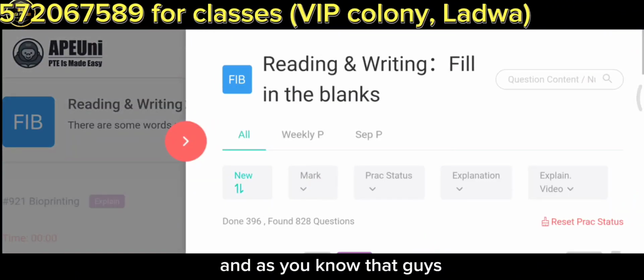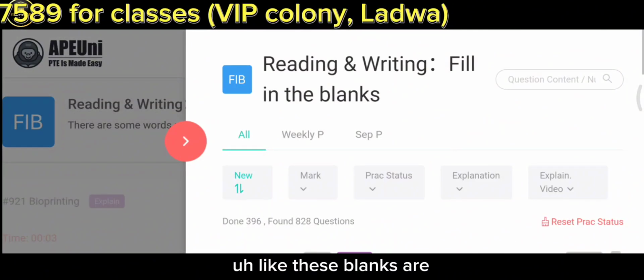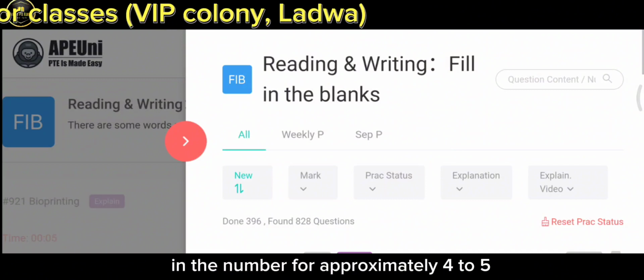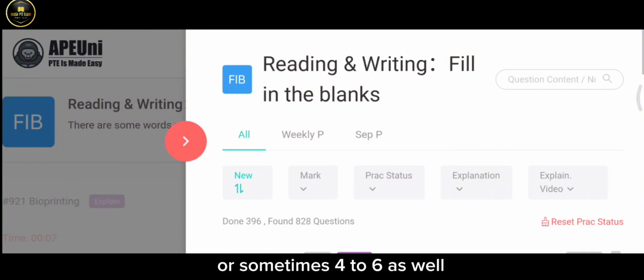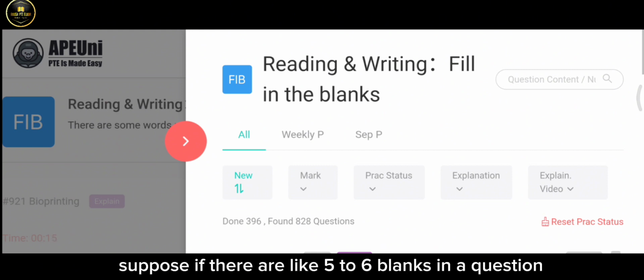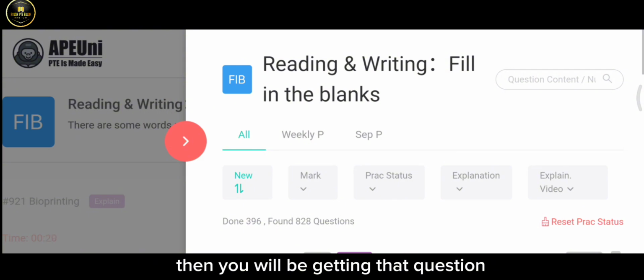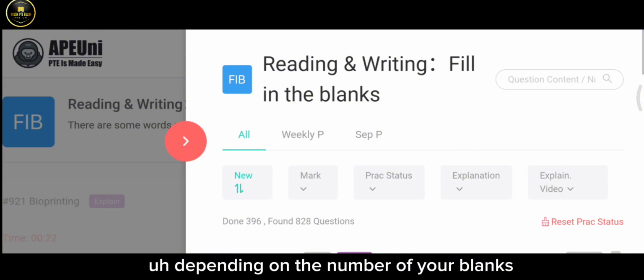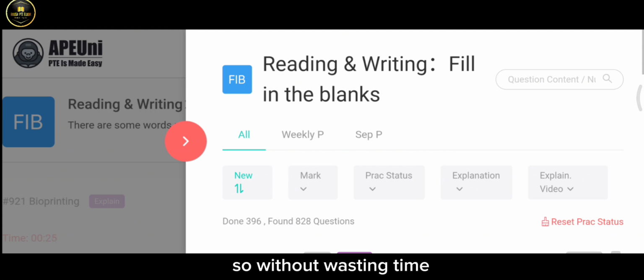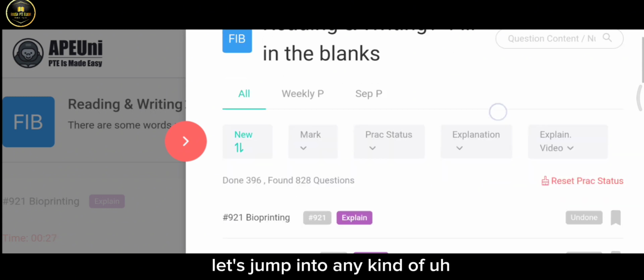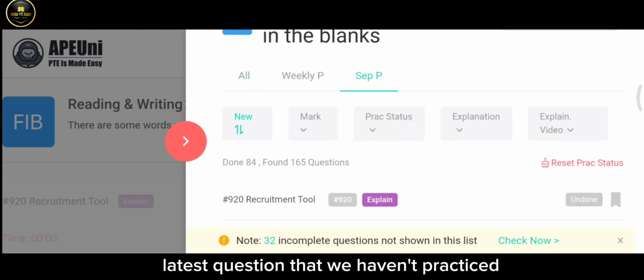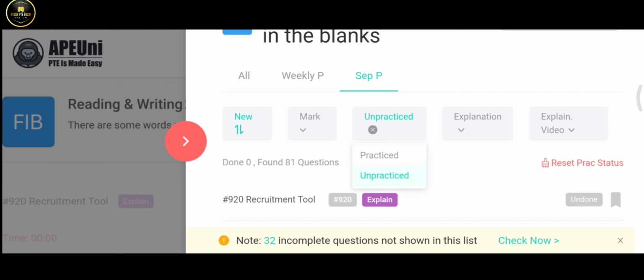As you know guys, these blanks are approximately 4 to 5, or sometimes 4 to 6 as well. But how they are counted: for each correct blank you're going to get 1 mark. Suppose there are 5 to 6 blanks in a question, then you will be getting at least 5 to 6 marks, depending on the number of your blanks. So without wasting time, let's jump into any kind of latest question that we haven't practiced.